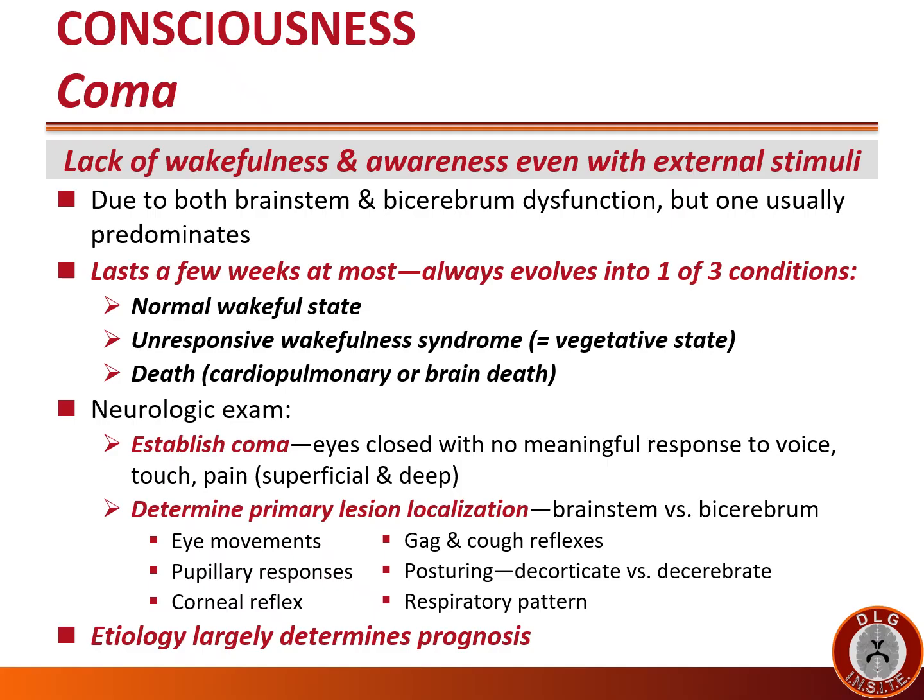On exam, for a patient who has coma, you must first establish that there is coma. So the eyes are closed with no meaningful response to any stimulus, voice, touch, pain of any kind, superficial or deep. And then you must determine why: brainstem versus bicerebrum. You look at eye movements as the most important, but also other brainstem reflexes, such as gag and cough reflexes, pupillary responses, corneal reflex. And then you want to look for posturing, both decorticate and decerebrate, which we will discuss later. Respiratory pattern as well.